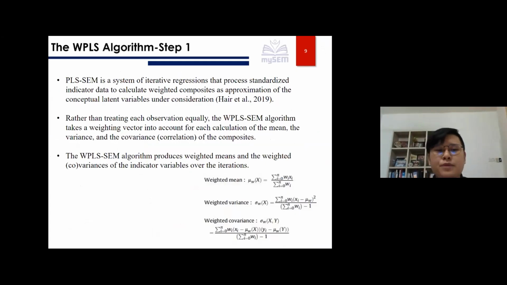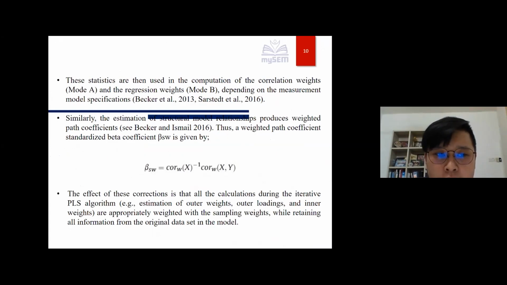So what is actually WPLS? Again, WPLS uses an algorithm to produce weighted results. But before we move into weighted, let us go more.